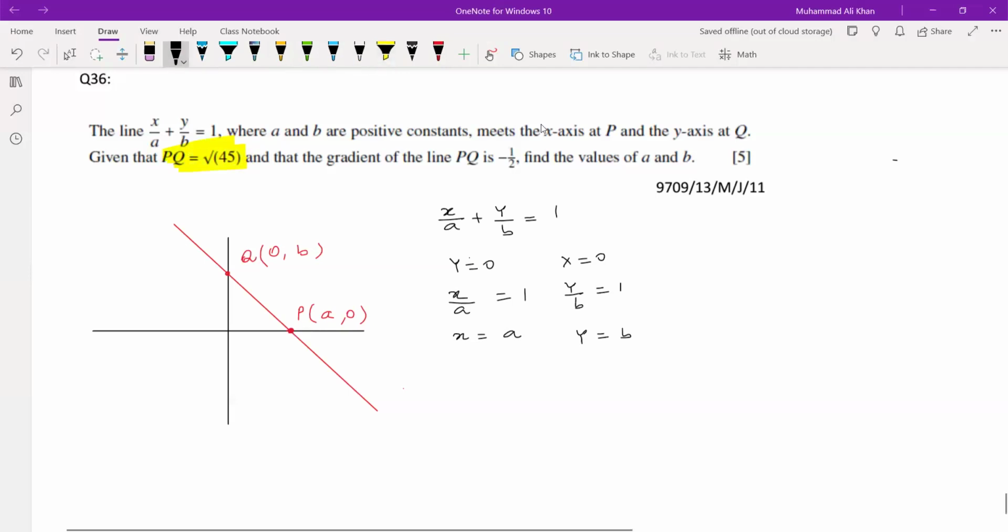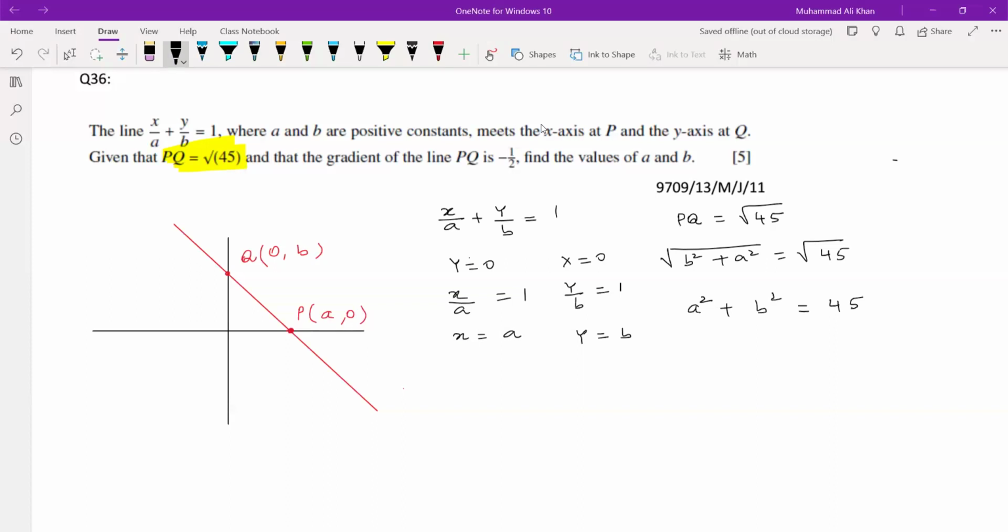The distance PQ is root 45. So I'm writing here, the distance PQ is under root 45. And how can we calculate the distance PQ by the coordinates? It will be under root of (y2 minus y1) squared plus (x2 minus x1) squared. So b squared plus a squared equals under root 45. So the first equation is a squared plus b squared equals 45. Root and root cancel out. Let's say this is equation 1.